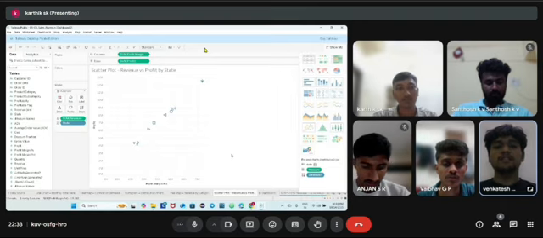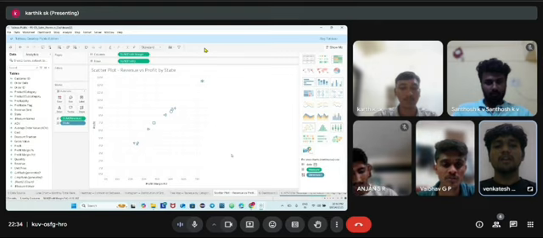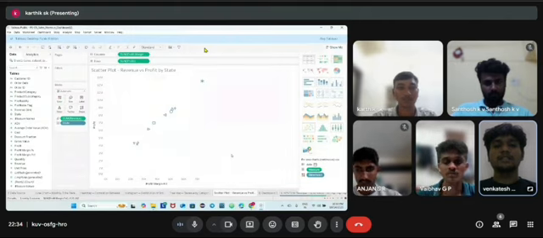Each point represents a different state. The shape of the marker may indicate different categories, for example, region or a business segment, depending upon how the Tableau chart is represented. And the interpretation is that the chart shows an upward trend. As the profit margin increases, the profit also tends to increase. This suggests that states with higher efficiency also achieve higher total profits.